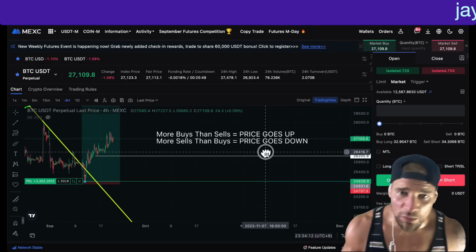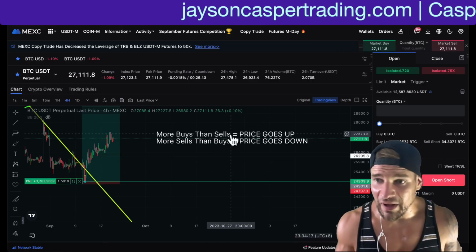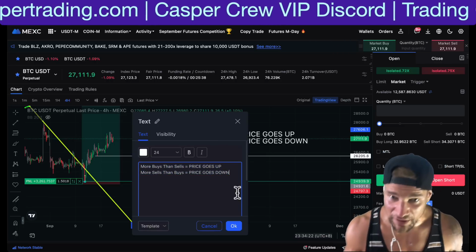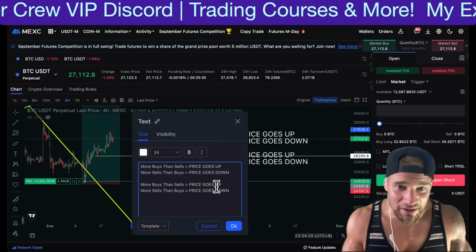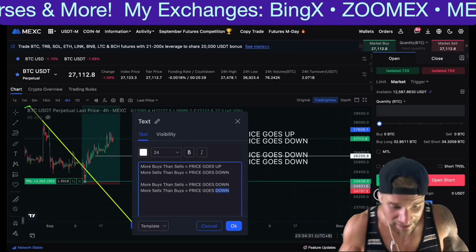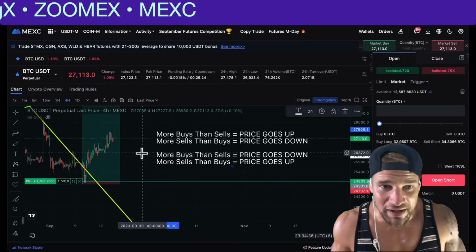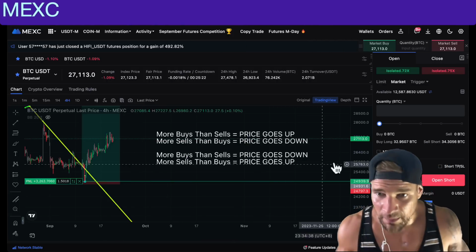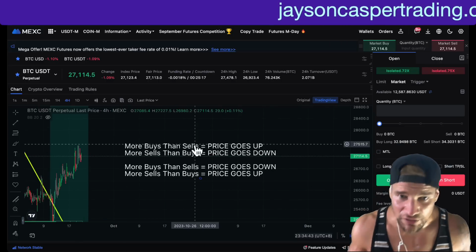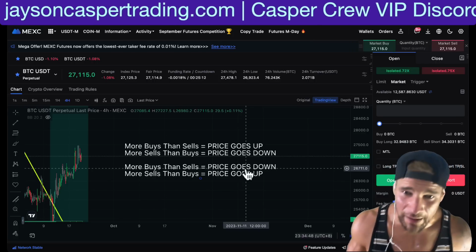What we are doing when we are looking for CVD divergences is we are looking for things that don't make sense. We're looking for a discrepancy in this secret formula. Top secret formula. If, let's say, for example, there's more buys than sells, but the price is going down. Let's say that there's more sells than buys, but the price is going up. We can see here that something's not right because we've already established that the market is moved by the buyers and the sellers. So if we see more buys than sells, we would expect that price goes up.